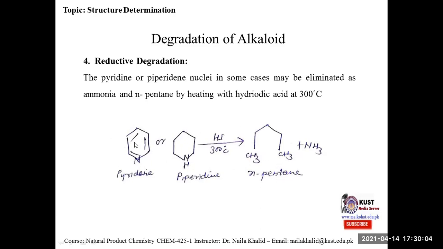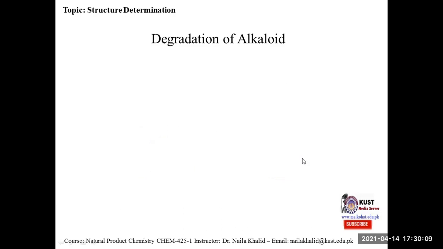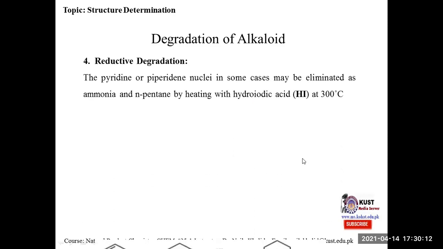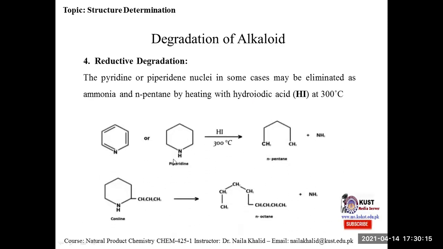This is also known as reductive degradation. How? Because reduction takes place along with the degradation. A further example of pyridine or piperidine can be explained with coniine, an important alkaloid. Here is the structure of coniine. When it is treated with hydroiodic acid at 300 degrees centigrade, it gives you N-octane along with ammonia. This shows that coniine, which has a piperidine ring, has a 3 carbon side chain, because the product was N-octane.